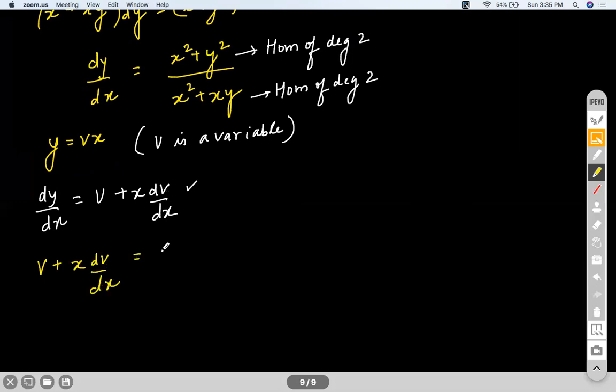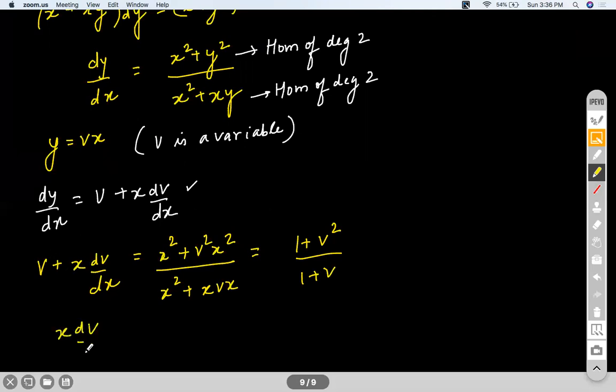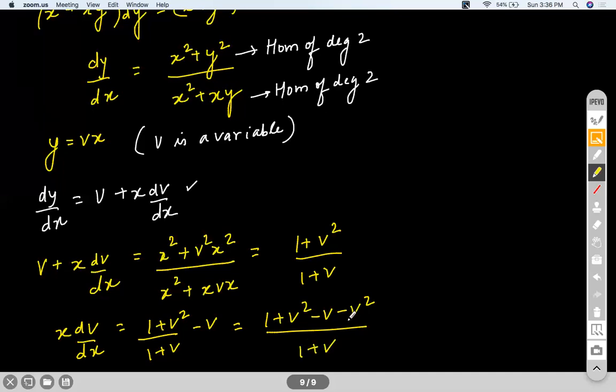Okay. On the right hand side, x square will remain x square, but y square will become v square x square. Denominator also x square. xy will become x times vx. As you can see, you can cancel out x square from both numerator and denominator. That will leave you only with 1 plus v square by 1 plus v. Okay. Now let's take the v on the other side. So x dv by dx is 1 plus v square by 1 plus v minus v. Okay. If you simplify this, it will become 1 plus v square minus v square by 1 plus v. v square gets cancelled. We have 1 minus v by 1 plus v.